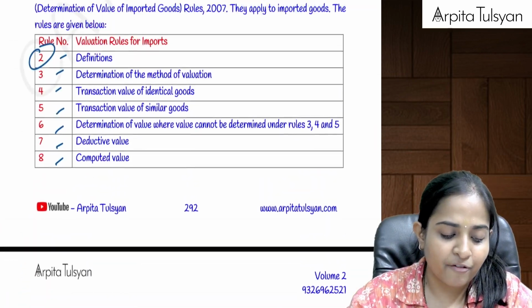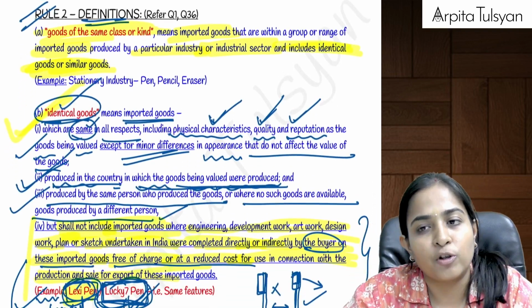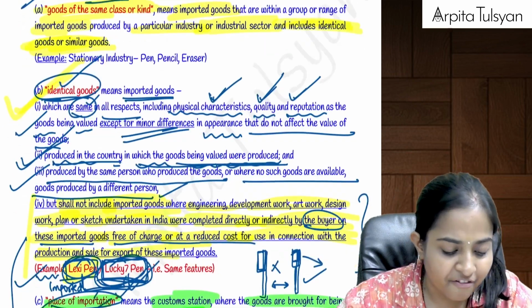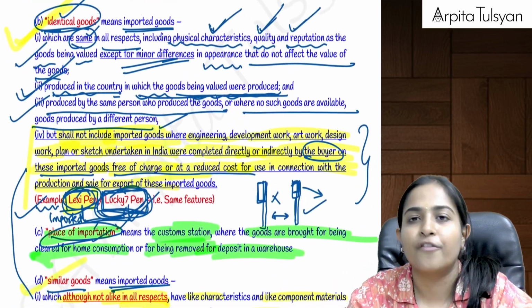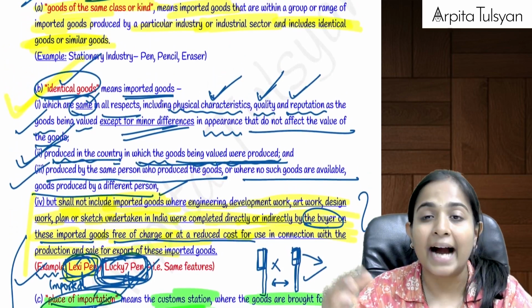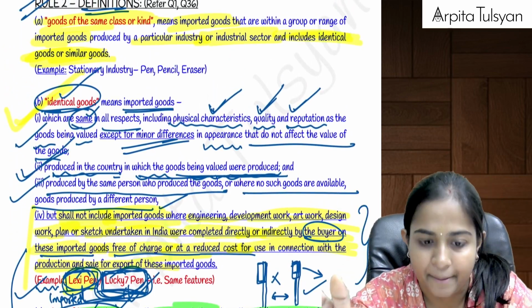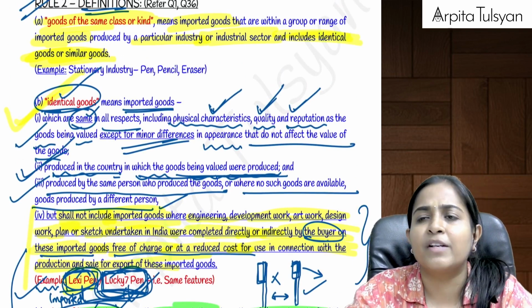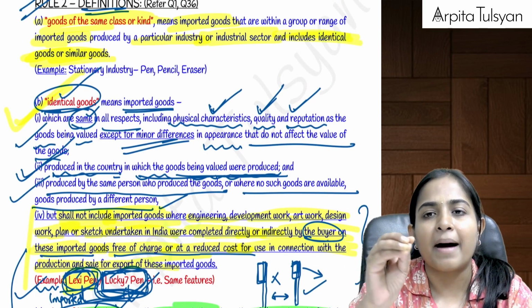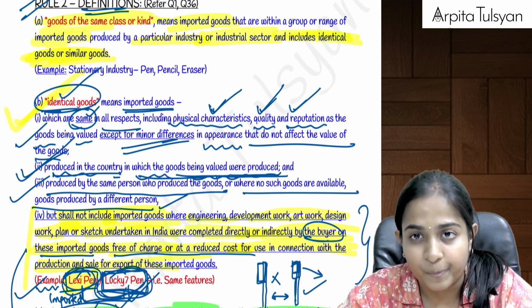Okay, here we have got rules from rule number 2 to rule number 13. First, in rule number 2, they have spoken about the definitions. In the definitions, two definitions are very, very important. One is the definition of identical goods and the other one is the definition of similar goods. Identical goods are the goods which are the same in all respects, features, physical aspect, character, everything is the same except for some minor differences in physical appearance, which is not even going to affect the value.